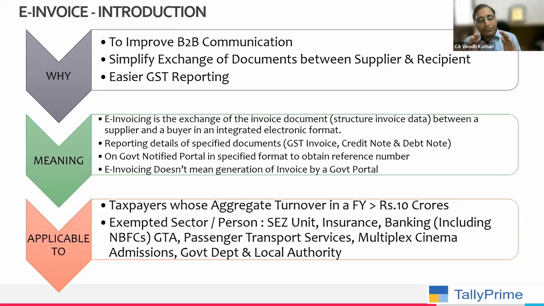Now, if you see in GST, there are various documents. One, you have your tax invoice. Next, you have your bill of supply. Then you have your credit note. You have your debit note, delivery challan. Lot of documents are there. Now, e-invoice is only for 3 documents: your tax invoice, credit note, and debit note. In detail, we'll see in the further slide.